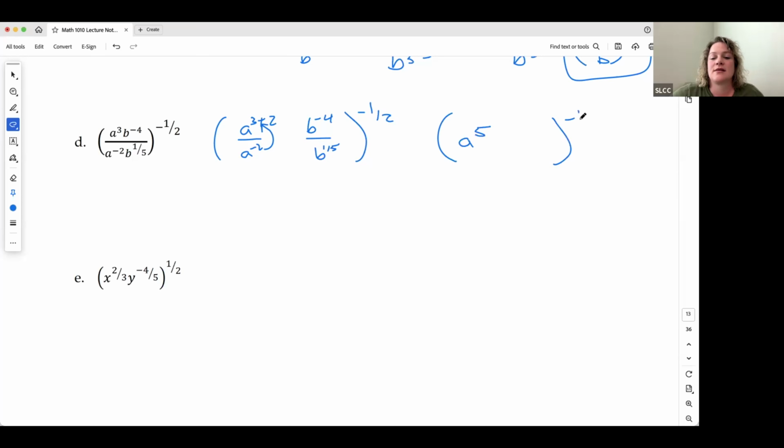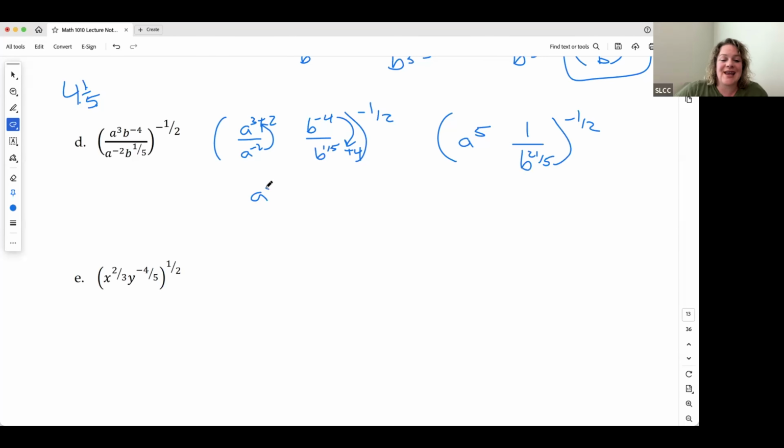And I look at b. Move the smaller number, which would be the negative 4, and change your sign to add 4. So 4 plus a fifth, 4 and a fifth. Now remember how to deal with that? Can I make that an improper fraction? So 5 times 4 is 20 plus 1, 21 fifths. Now I have 1 over b to the 21 fifths.